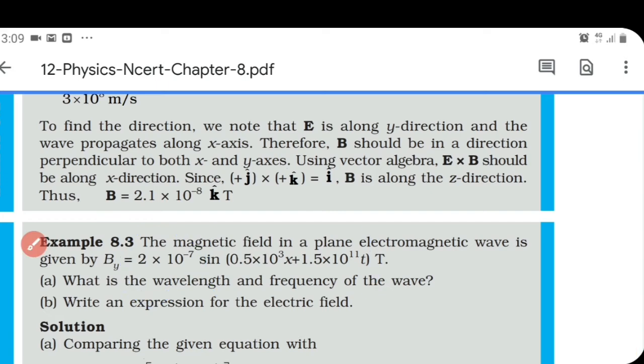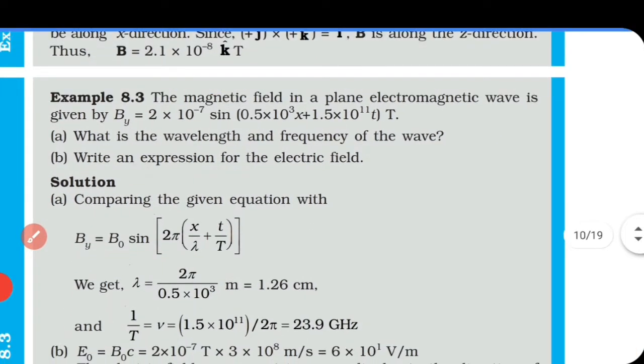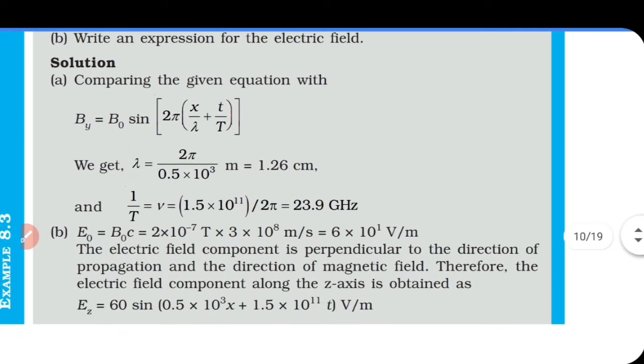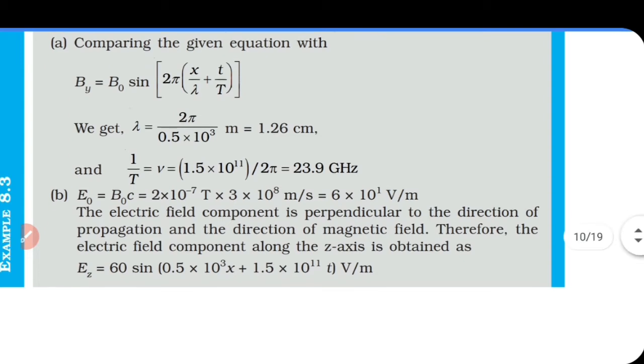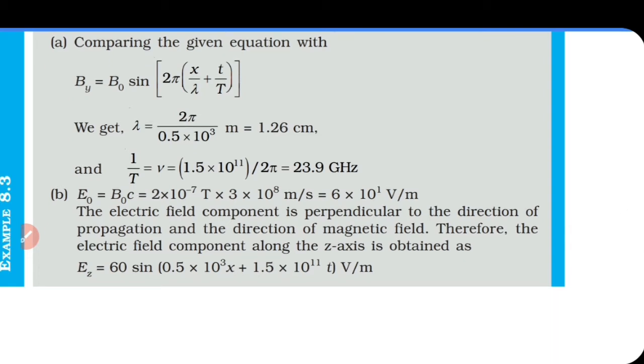You know E0 by B0 equals C. So, E0 equals B0 into C. You will get 6 into 10 raised to 1, that means 60 volt per meter. The rest remains the same. The sine term you can write with the same argument. So, you will get the expression for electric field as Ez is equal to 60 sine (0.5 into 10 cube x plus 1.5 into 10 raised to 11 t).